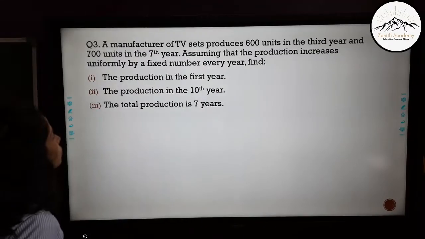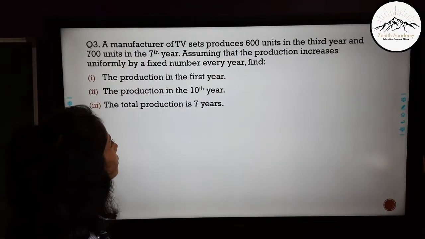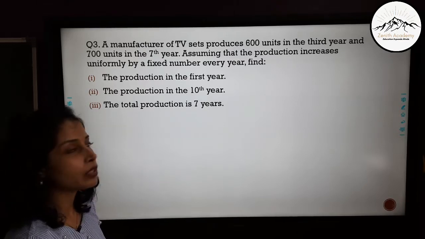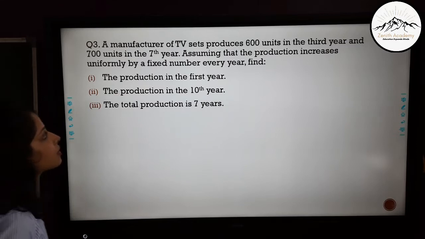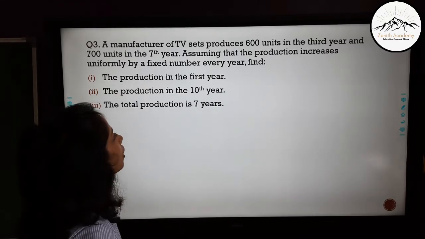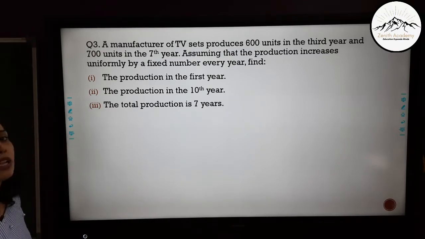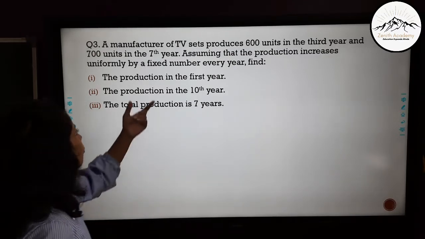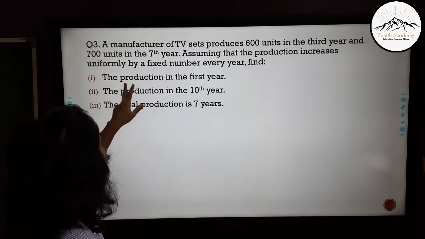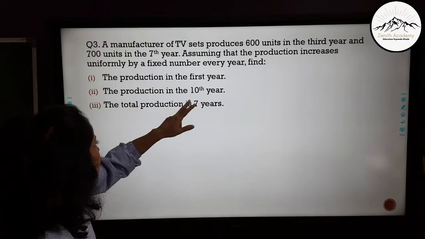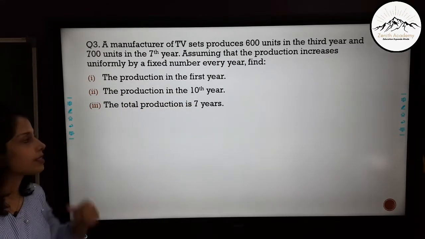Now we head on to our third question. A manufacturer of TV sets produces 600 units in the third year and 700 units in the 7th year. Assuming that the production increases uniformly by a fixed number every year, we need to find, there are three questions: the production in the first year, the production in the 10th year, and the total production of 7 years.